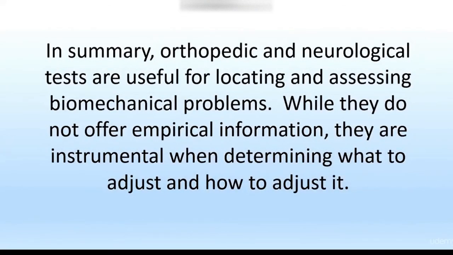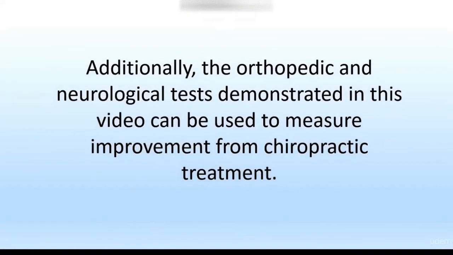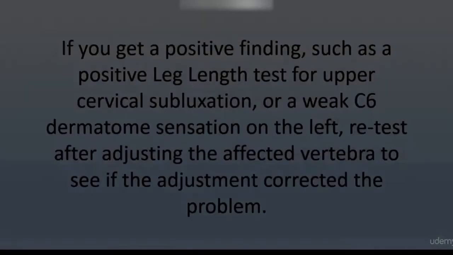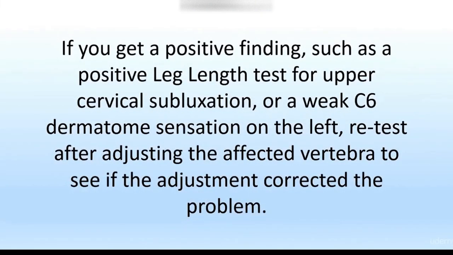In summary, orthopedic and neurological tests are useful for locating and assessing biomechanical problems. While they do not offer empirical information, they are instrumental when determining what to adjust and how to adjust it. Additionally, the orthopedic and neurological tests demonstrated in this video can be used to measure improvement from chiropractic treatment. If you get a positive finding, such as a positive leg length test for upper cervical subluxation or a weak C6 dermatome sensation on the left, retest after adjusting the affected vertebra to see if the adjustment corrected the problem.